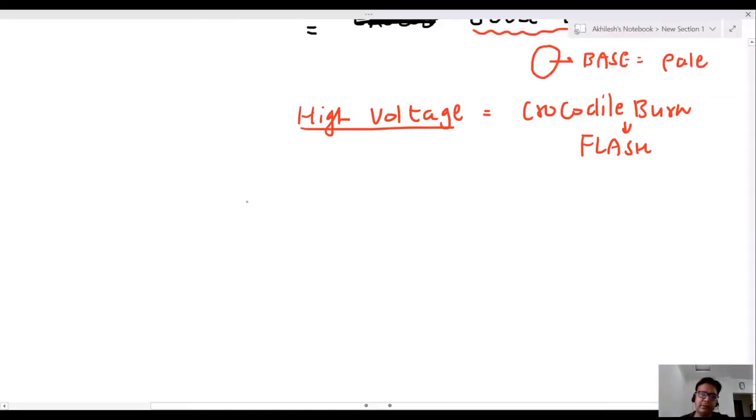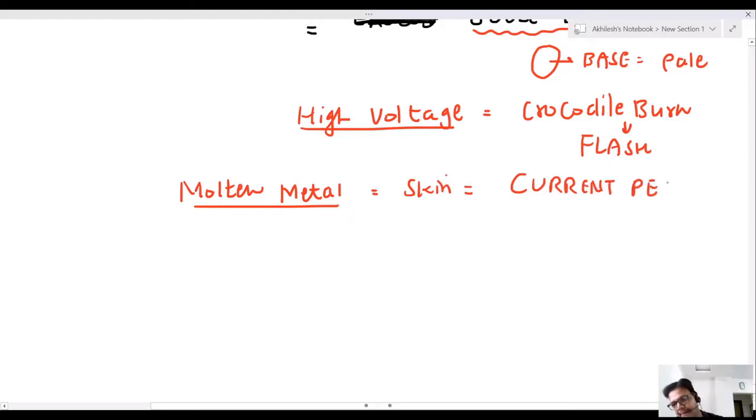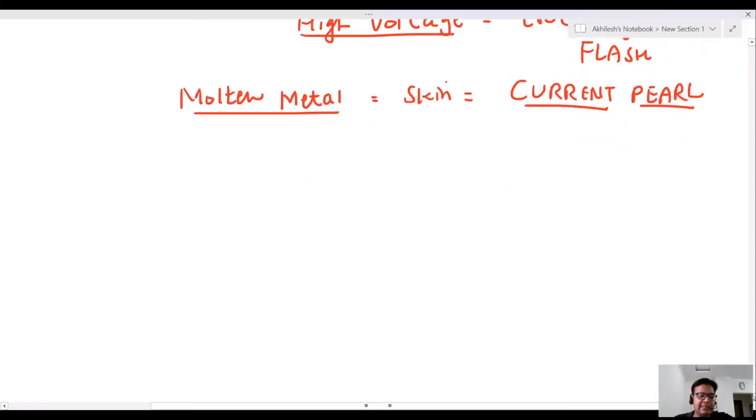Now, sir, molten metal. The wire has metal. This molten metal goes inside the skin. This is known as current pearl. Okay. Now, sir, another important MCQ comes.